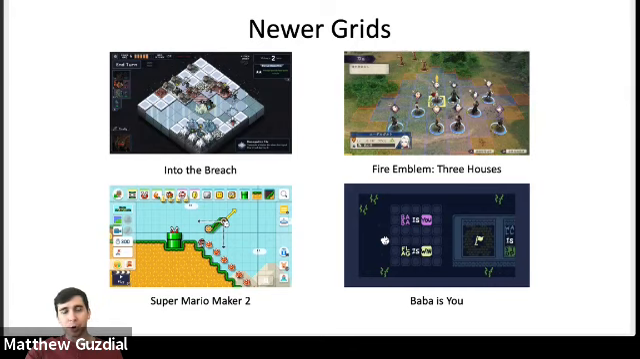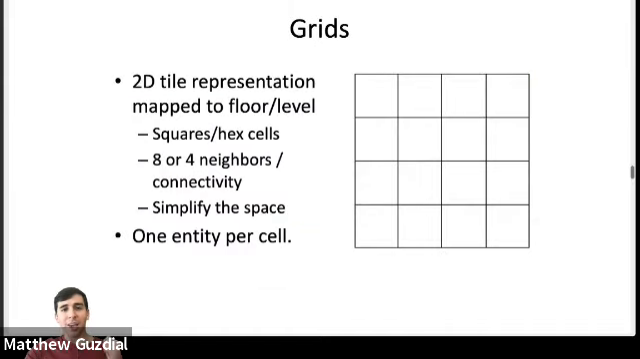Lots of games use grids. Into the Breach, which was a tactics game that came out, I think, 2 years ago. Fire Emblem Three Houses, very recent, a fancy 3D tactics game, but in fact it uses a grid to represent the world. Super Mario Maker 2 uses a grid for its design. Baba Is You, a recent puzzle game, uses a grid. The nice thing about a grid is that it is a 2D tile representation that's generally mapped to the floor or ground level. They're generally going to be squares or maybe hex cells.